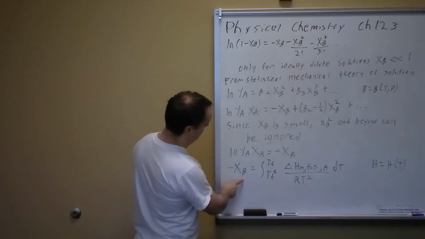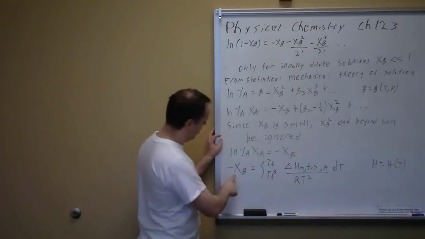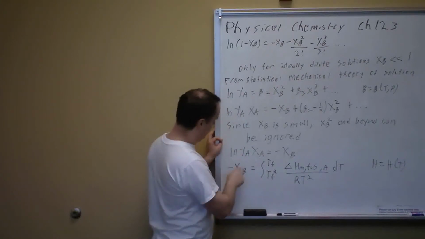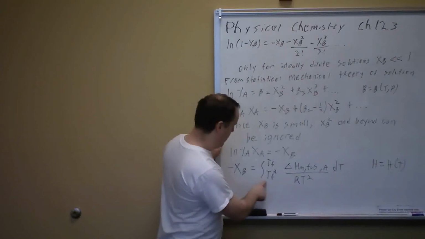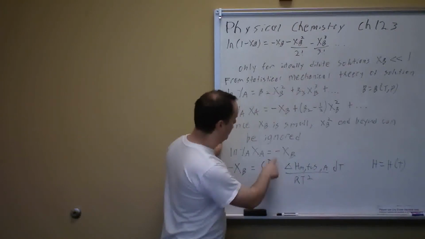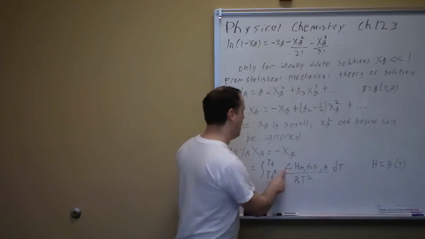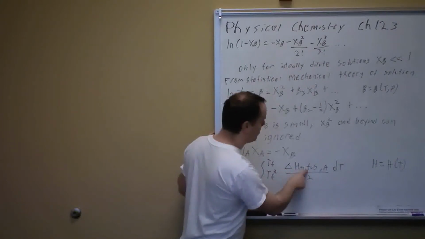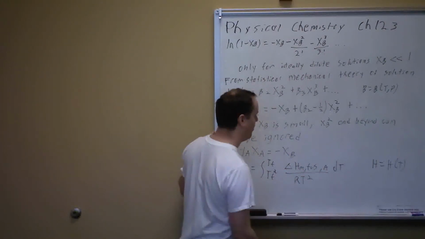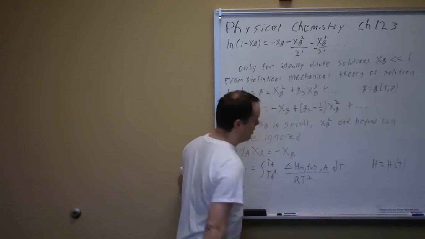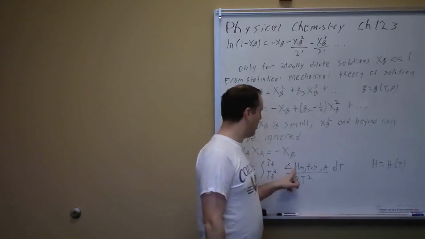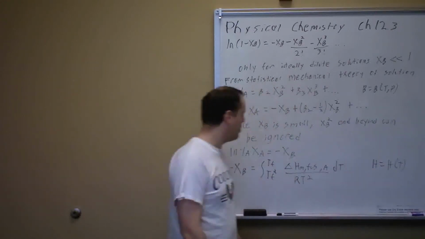So now continuing with that same integral we had before, substituting this in, we get minus the mole fraction of B is equal to the integral from the freezing point unmixed to the freezing point of the change in molar enthalpy of fusion of substance A divided by RT squared with respect to T. And remember, the enthalpy is a function of temperature.